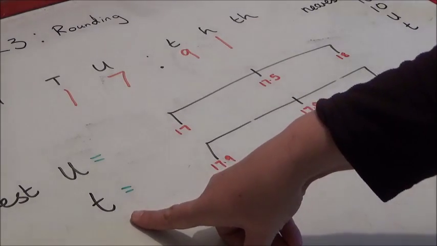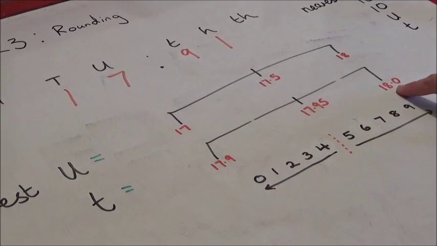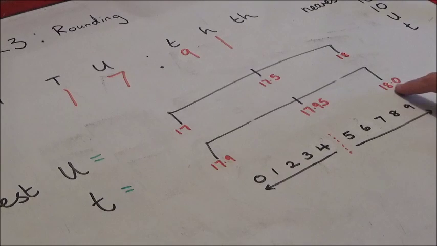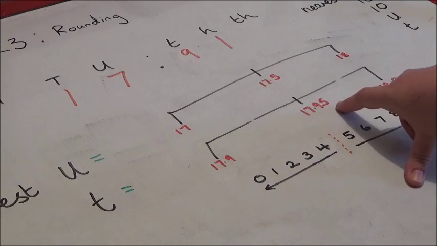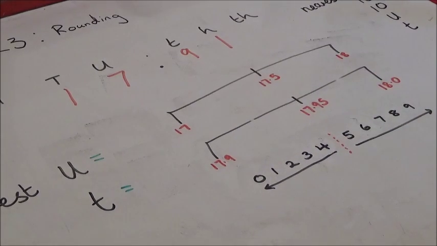Rounding to the nearest tenth, I've got 17.9. The next tenth would be 18.0, because remember, when we've got 10 tenths, that creates a unit. So we'll have 18 whole units for the next tenth. In between that is 17.95. So pause the video and then we'll go through the answers.